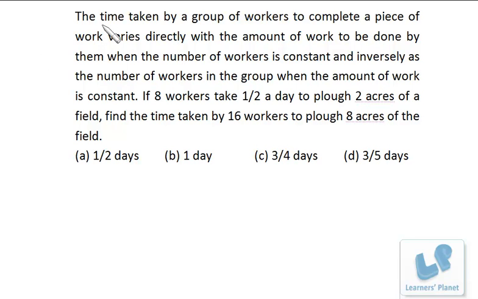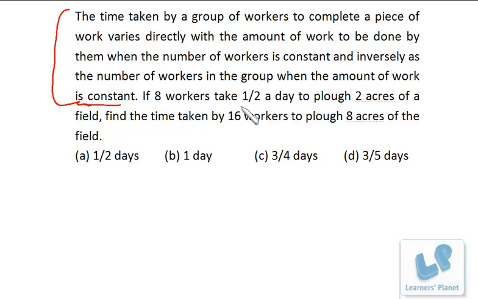Let's see this problem. The time taken by a group of workers to complete a piece of work varies directly with the amount of work to be done by them when the number of workers is constant, and inversely as the number of workers in the group when the amount of work is constant. Friends, this is a matter of common sense and experience, and we have done various problems on the same concept. So let's come straight to the data.